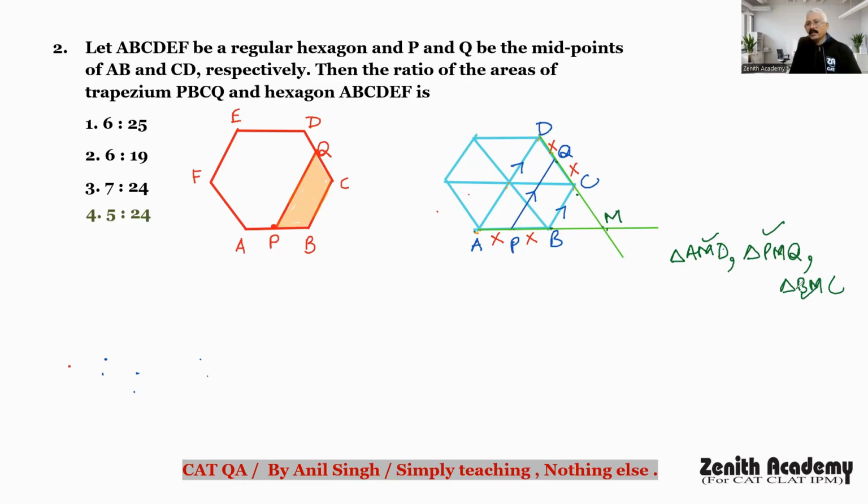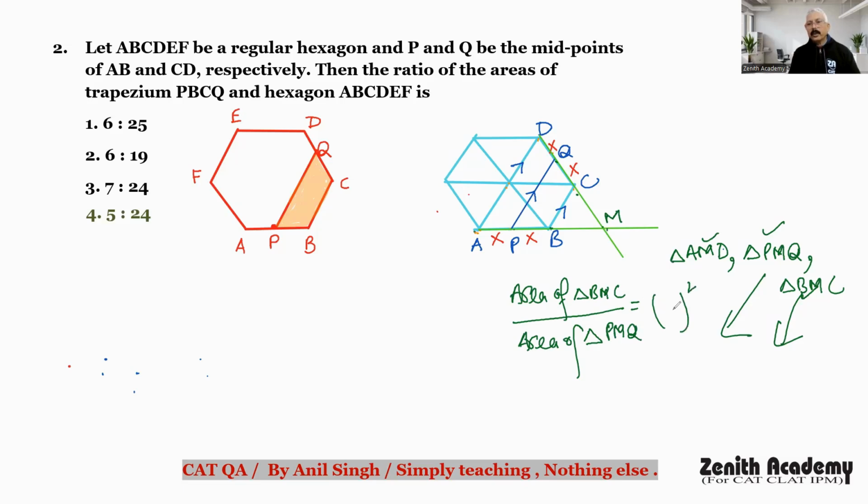And if these three triangles are similar to each other, if I take triangle PMQ and triangle BMC, since these three triangles are similar to each other, between these two triangles the ratio of the area of triangle BMC to the area of triangle PMQ will equal the square of their corresponding sides.